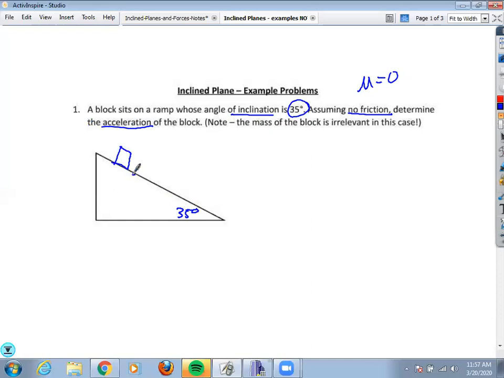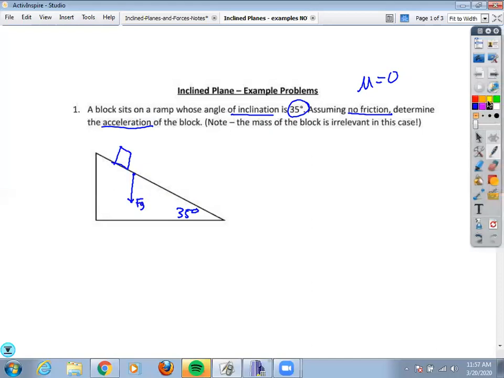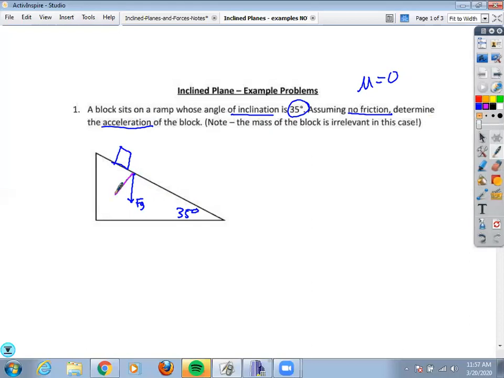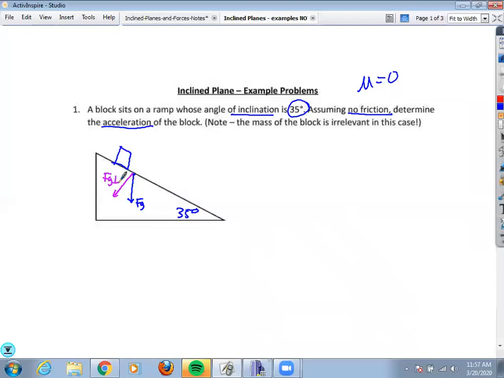FG, remember, is always down. But in purple, I'll show we have two forces. We have FG perpendicular to the plane, and we've got FG parallel. So FG perpendicular equals FG times cosine 35 degrees, and FG parallel would equal FG times sine 35 degrees.